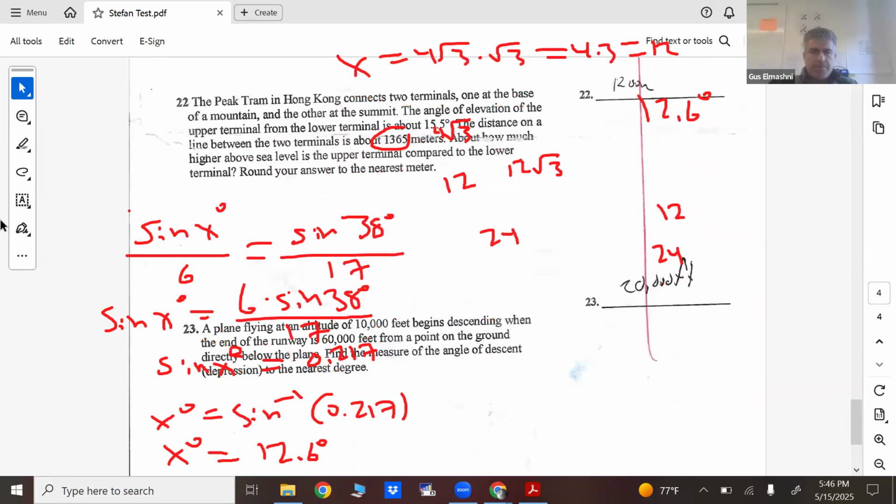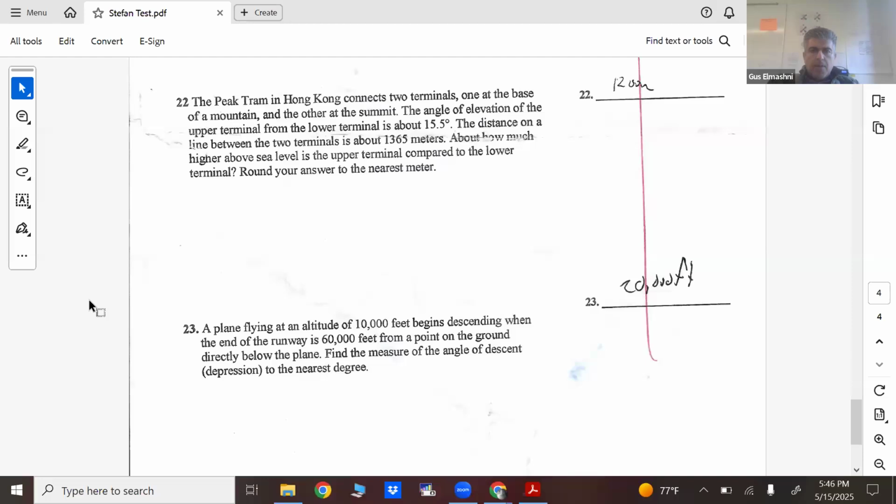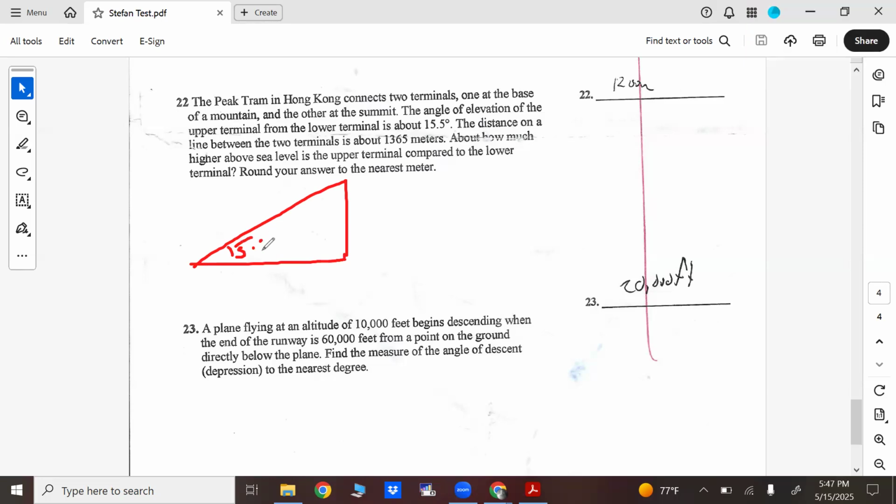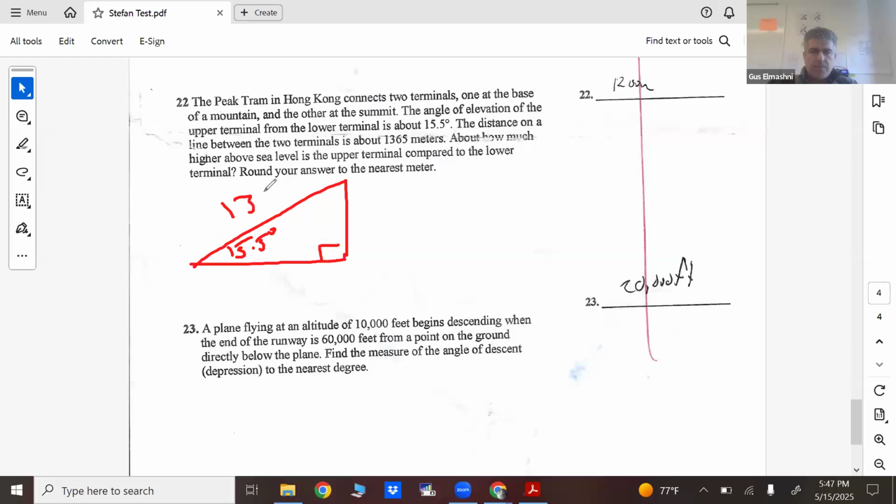Hit the home stretch here. The Peak Tram in Hong Kong connects two terminals, one at the base of the mountain, the other at the summit. The angle of elevation of the upper terminal from the lower terminal is about 15.5 degrees. The length of the track between the two terminals is 1365 meters. How much higher above sea level is the upper terminal? Yeah, so this one is the height. Don't overthink it. And the line of sight, that's going to be your hypotenuse.